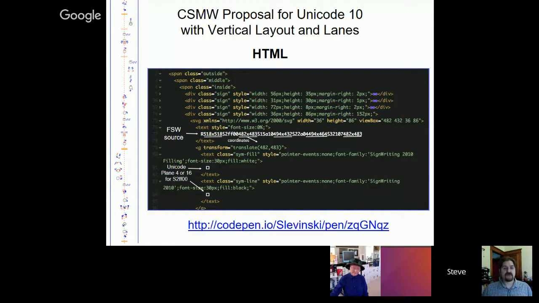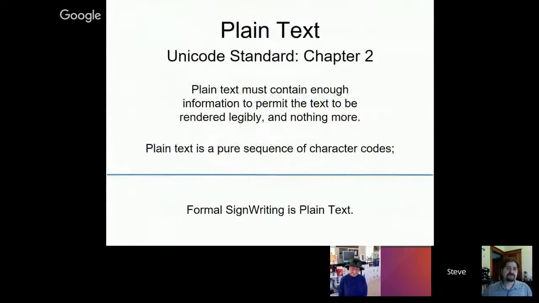Now, if we look down here, we see Unicode plane 4 or plane 16. This is really what we're going to be talking about at the UTC meeting, because right now I'm using plane 16 characters right here, and I'd rather use plane 4 characters. If I was using plane 4 characters, rather than seeing the square box, we would actually see the SignWriting symbol itself. And like I said, that gives some really exciting possibilities.